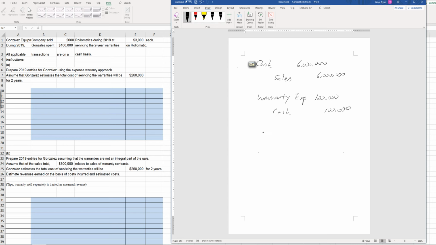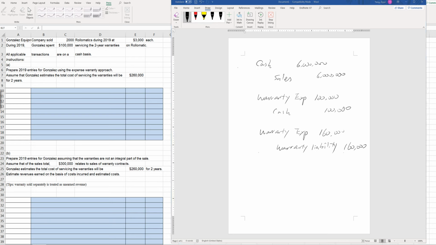So December 31st, we're going to debit warranty expense $160,000 and then credit the warranty liability. So we expect to serve customers the next year, $160,000. Okay, that's what we have for the first part, for A.